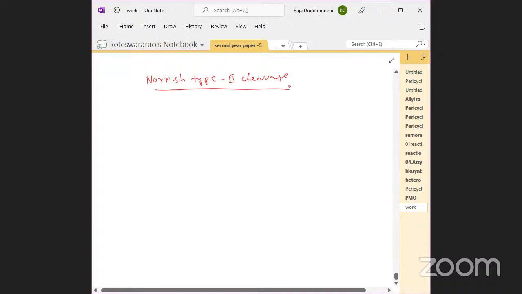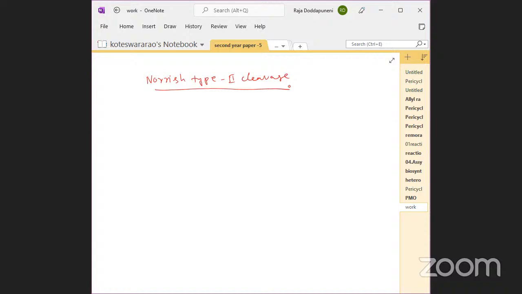In the previous case, Norrish type 1, we saw alpha cleavage. What is happening in the Norrish type 1 cleavage? The alpha electrons are partially migrated to the half-filled n orbital of the carbonyl oxygen. Due to that reason, the bond pair of electrons moves more towards the electronegative oxygen present in the carbonyl group. That is the reason for the alpha cleavage, a homolytic cleavage, which leads to the formation of two radicals at the alpha position.